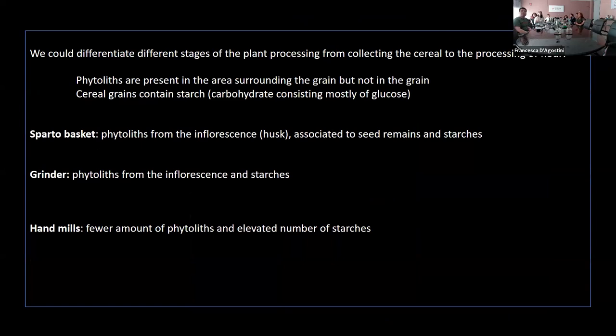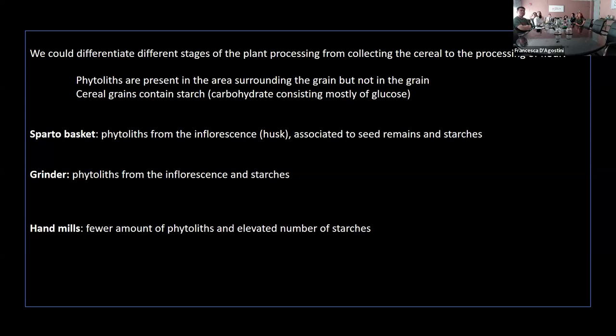We analyzed the samples with two different processes, one for the phytoliths and another for the starches, which you dissolve when you do the phytolith extraction. In the esparto basket, we found mostly phytoliths from the husk, associated with the seed remains and starches. So we found lots of phytoliths and lots of starches in the basket where they found the seeds. We interpreted this as them having probably collected the seeds not long before and kept them in the basket, and then the fire started and that was it, before doing anything.